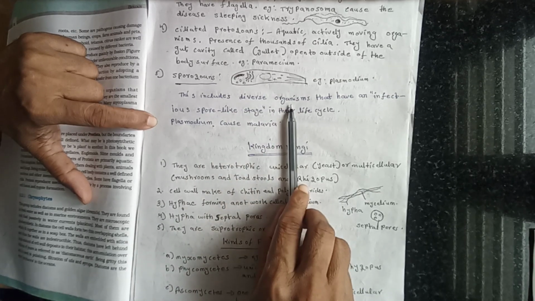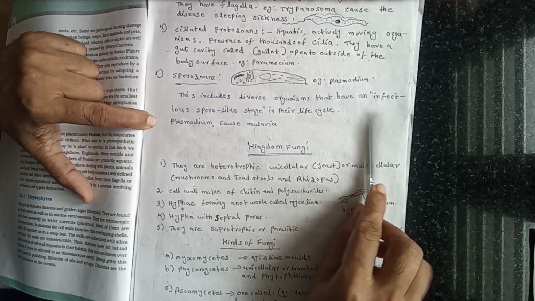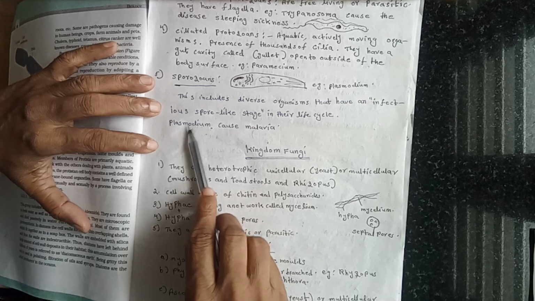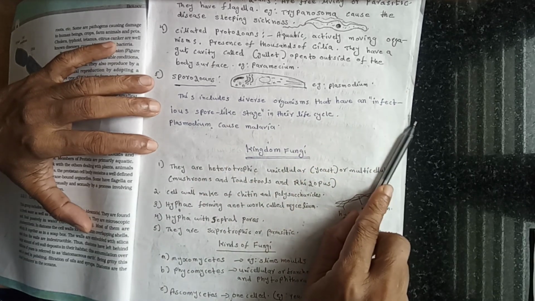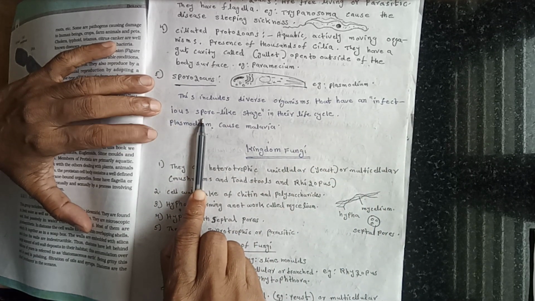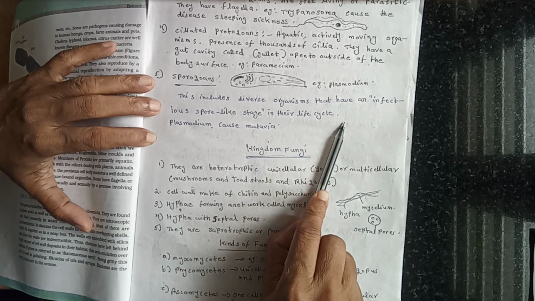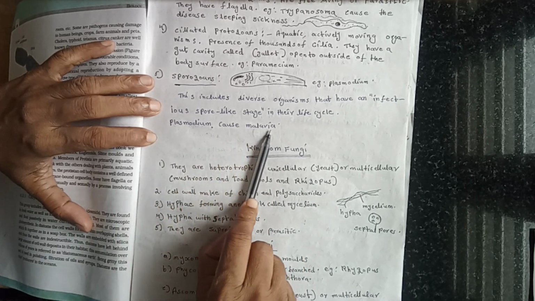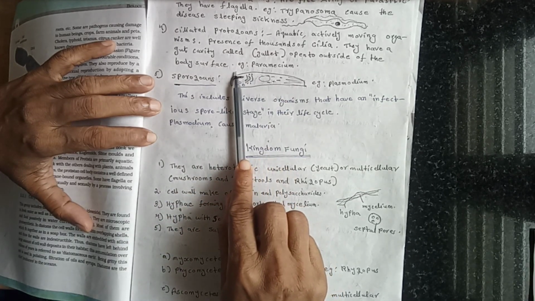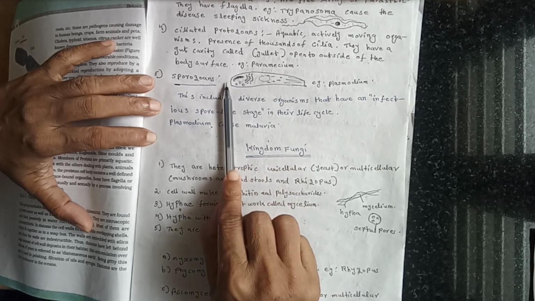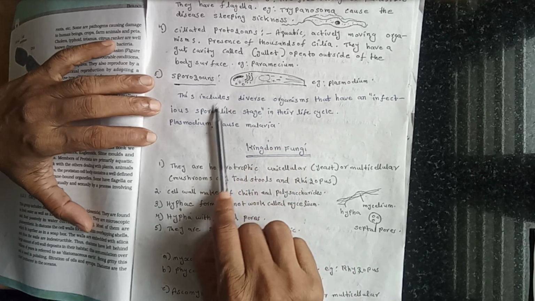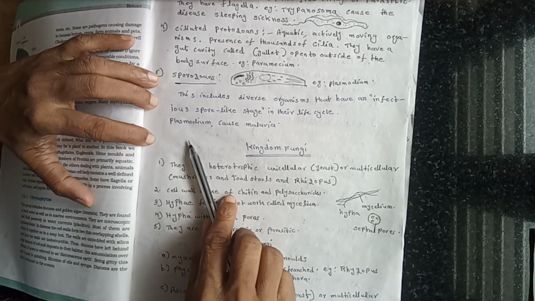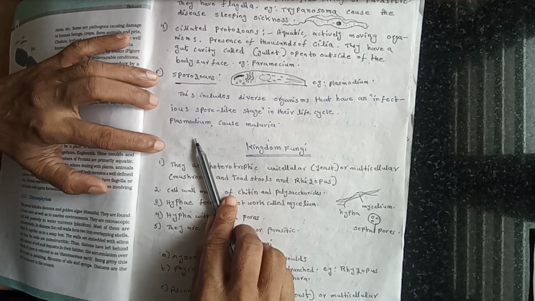There are different types of sporozoans that have an infectious spore-like stage. All sporozoans have an infectious, that is disease-causing, spore-like stage in their life cycle. Example, Plasmodium causes malaria. This is the diagram of Plasmodium. There are three main types of Plasmodium that cause malaria. Plasmodium falciparum is the dangerous species.